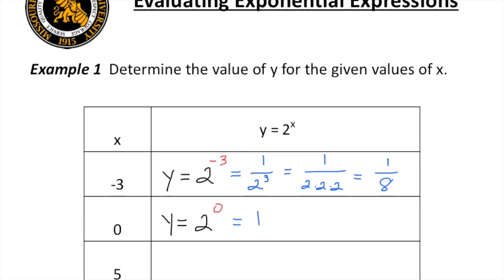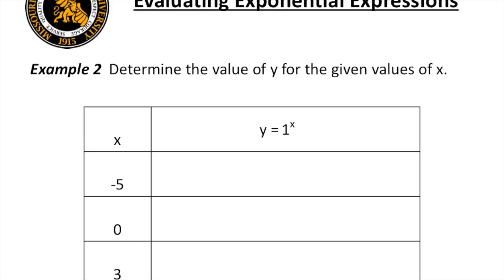Evaluating our equation for x equals 5 gives us 2 to the 5th power. Remembering that 2 to the 5th power means that we have 5 2's being multiplied together. When we multiply all those 2's, we find a final output of 32.